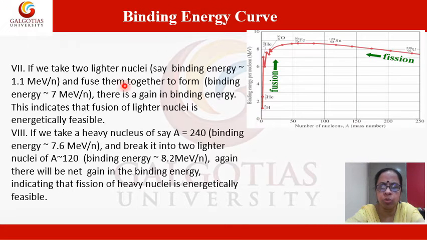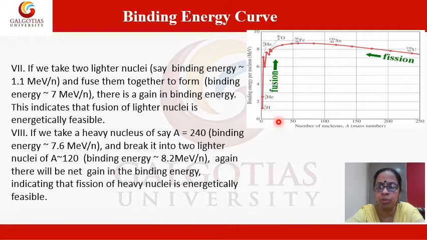If we take two lighter nuclei, say with binding energy 1.1 mega electron volt per nucleon, and fuse them together to form a nucleus with binding energy 7 mega electron volt per nucleon, there is a gain in binding energy. This indicates that fusion of lighter nuclei is energetically feasible.